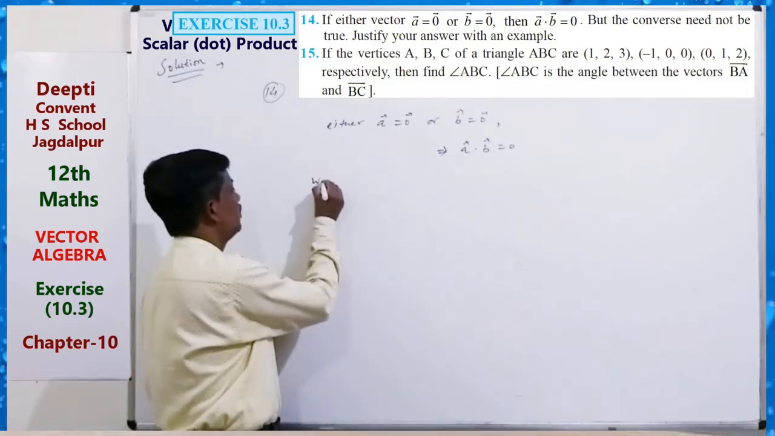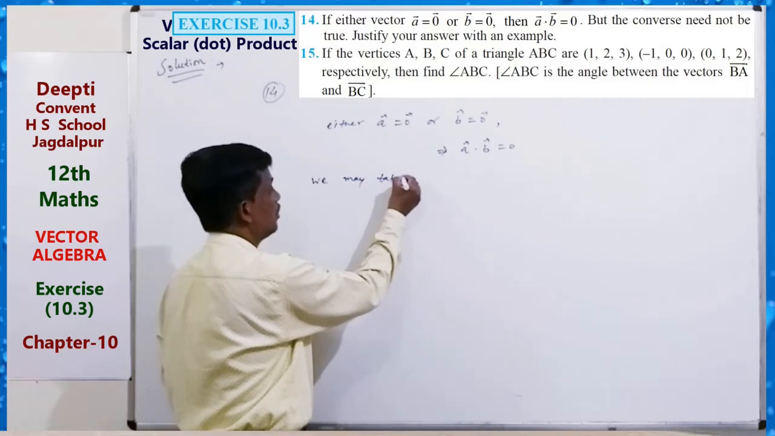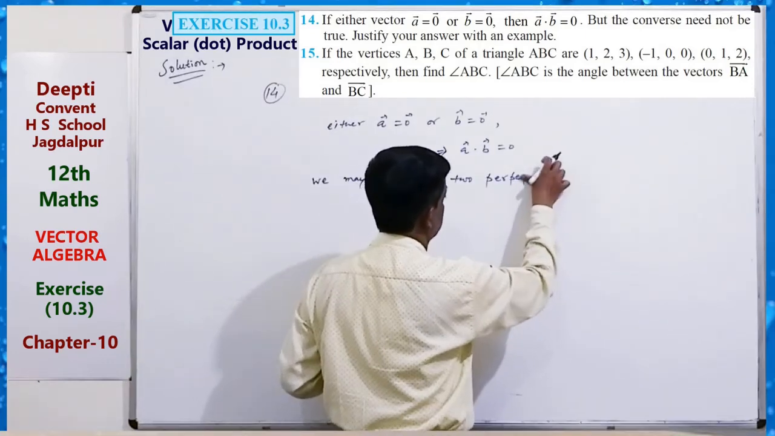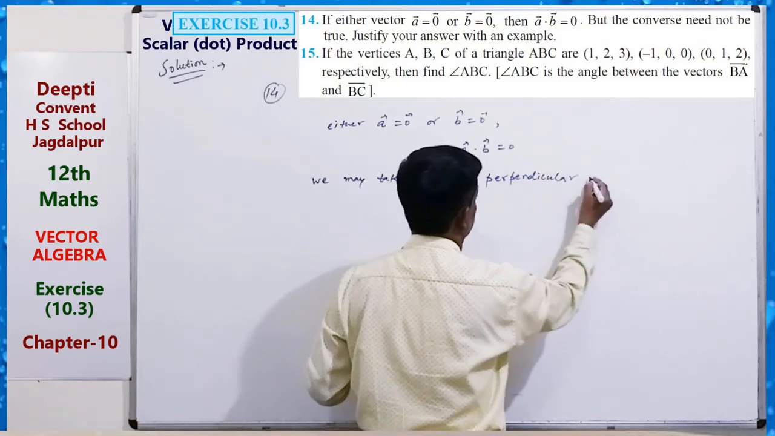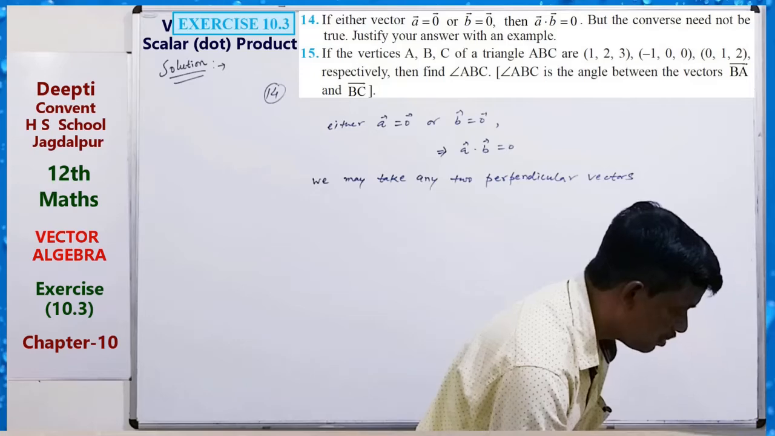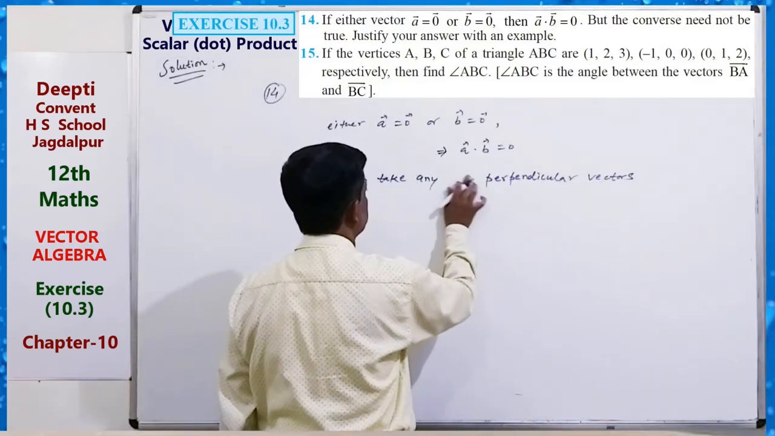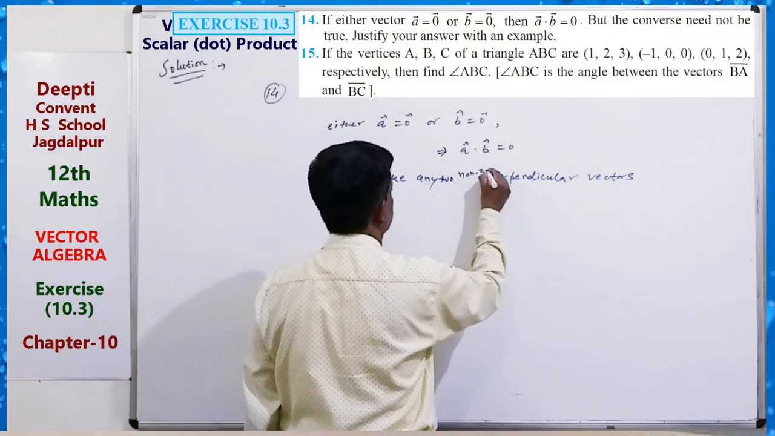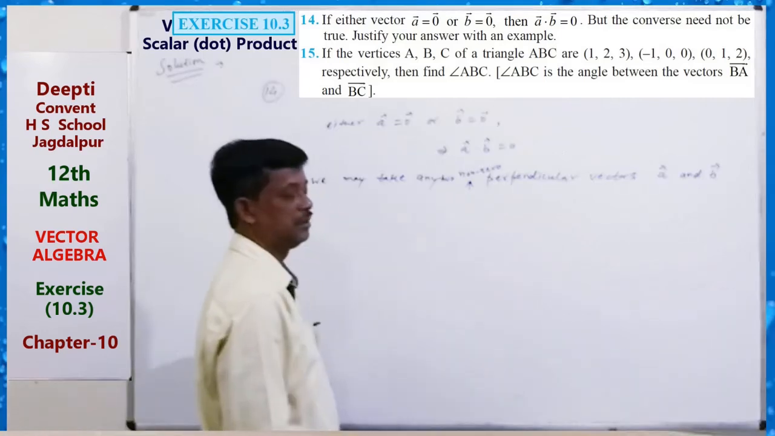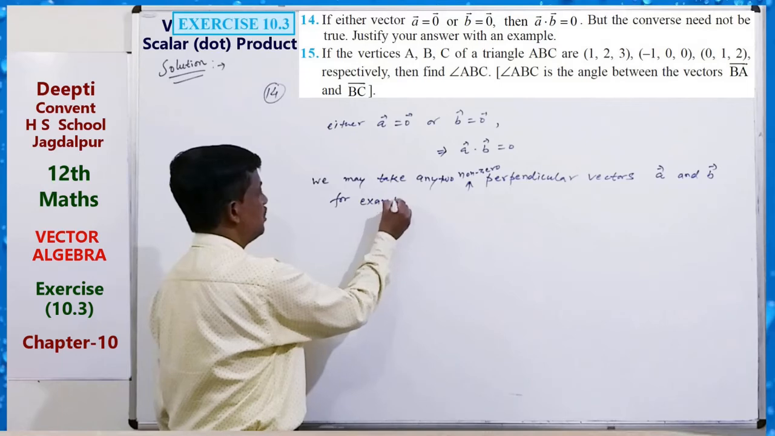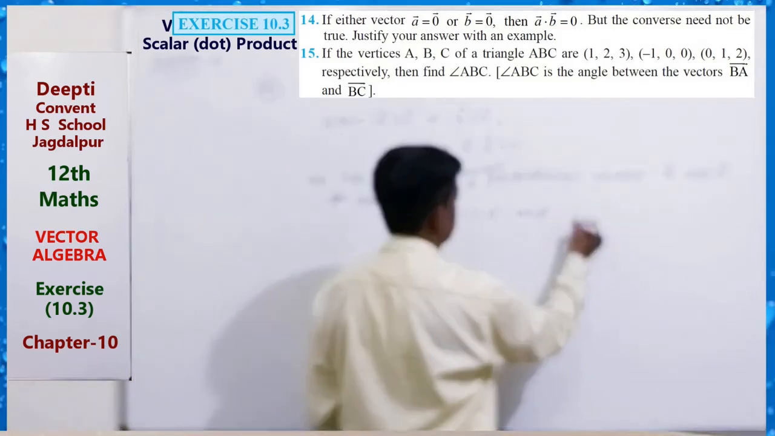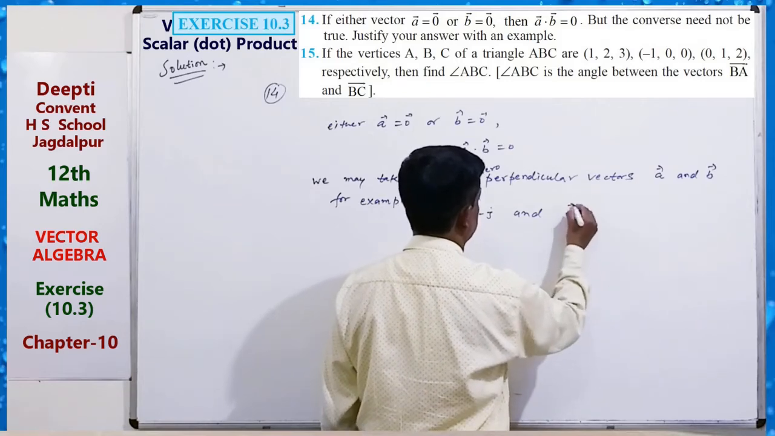So for this we may take any two non-zero perpendicular vectors A and B. For example, A equals i minus j and B equals i plus j.